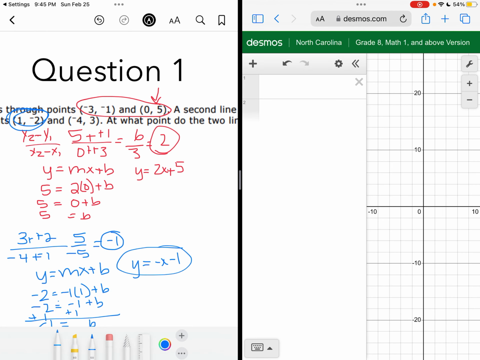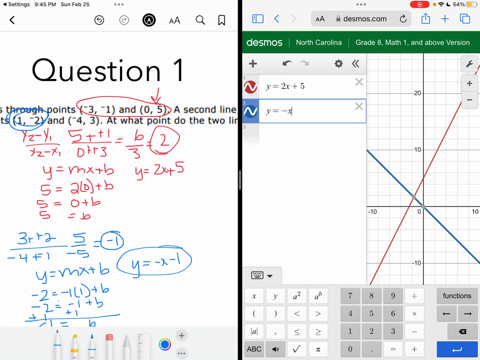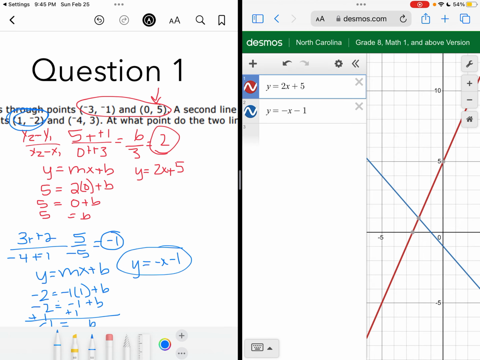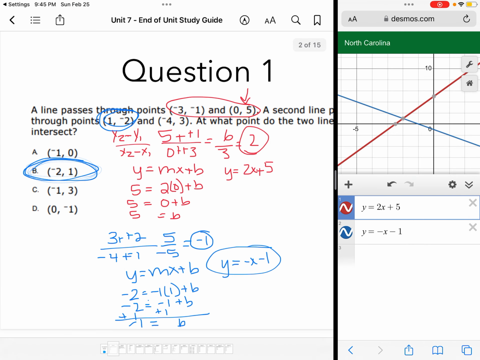So then I'm going to put it into my handy dandy calculator. So y equals 2x plus 5, and then y equals negative x minus 1. Then I'm going to tap where the 2 lines intersect, and I get negative 2, 1. And I look over here, and voila, negative 2, 1. All right, let's try the next question.